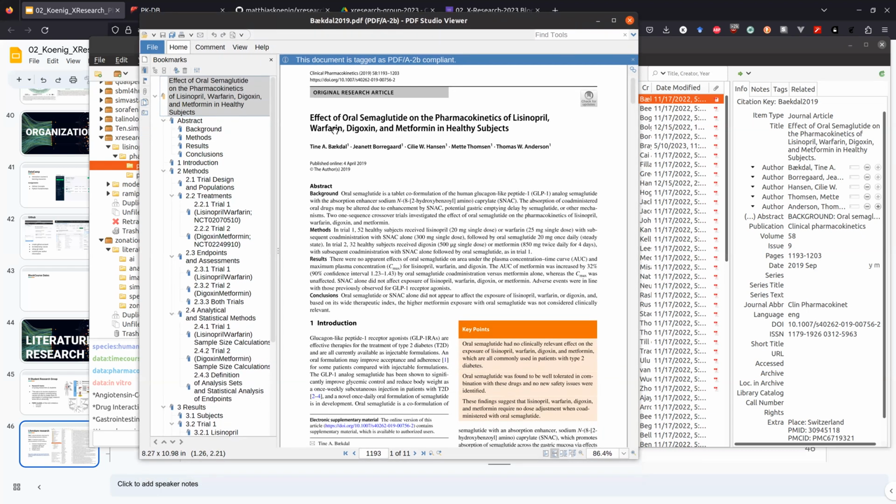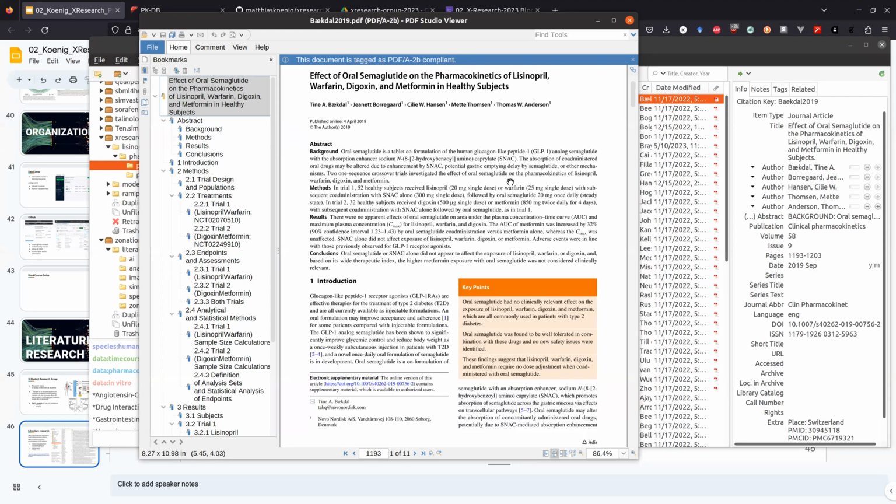Often these papers look like this. You always have a title, here: effect of oral semaglutide on the pharmacokinetics of lisinopril. This could be relevant for the model because there is a pharmacokinetics of lisinopril in here. It's in healthy subjects, which is good because we basically want to build a model for healthy subjects and then apply it probably to different subsets, most likely the hypertensive population, but probably also a subgroup of renal impairment or cardiac impairment, because these are the subgroups which normally take the hypertensive medication.